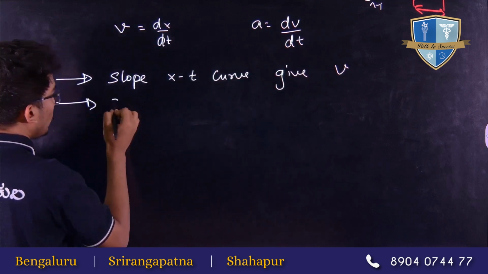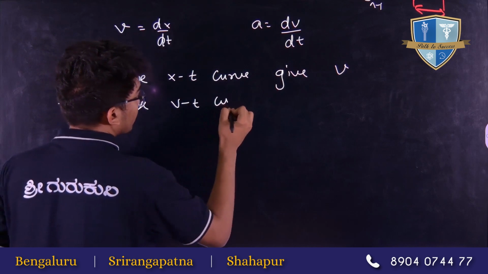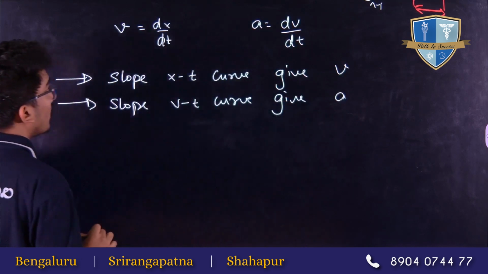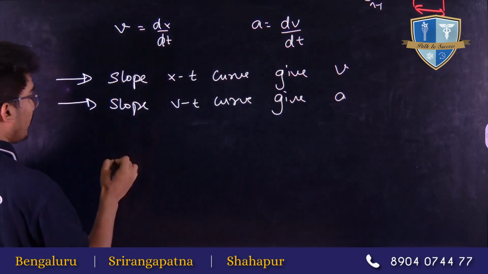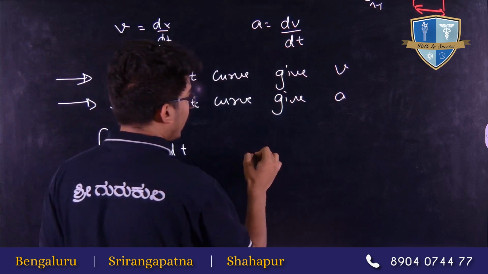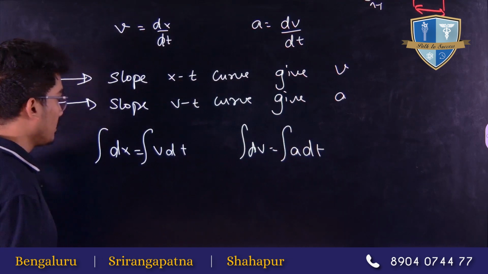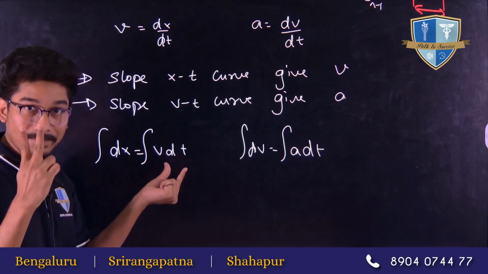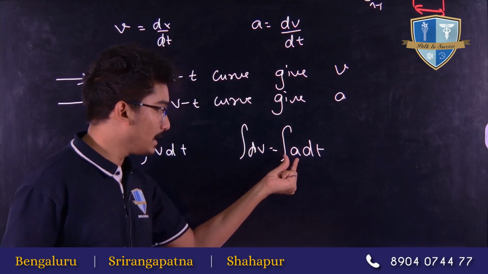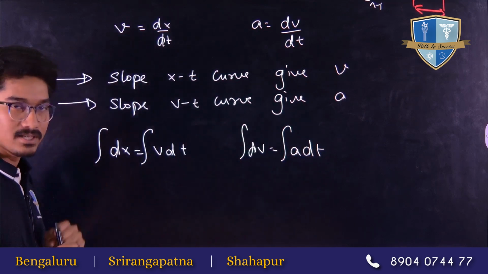Similarly, slope of the velocity-time curve will give acceleration. And if you know this formula, you can write dx is equal to v dt and integrate this, and we can write dv is equal to a dt and integrate this, correct? This is a multiplication of two dimensions: velocity and time, and this is acceleration and time. So multiplication of two dimensions gives us an area.